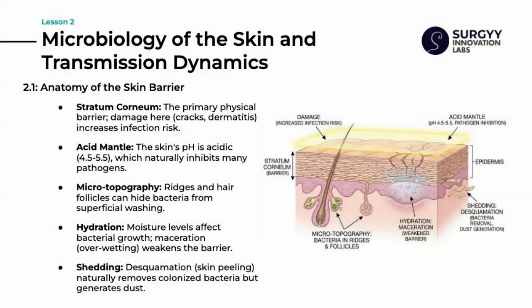Lesson 2.1 focuses on the anatomy of the skin barrier. The stratum corneum acts as the primary physical barrier of the body, and any damage here, such as cracks or dermatitis, significantly increases the risk of infection. The acid mantle refers to the skin's naturally acidic pH, ranging from 4.5 to 5.5, which serves to inhibit the growth of many potential pathogens.